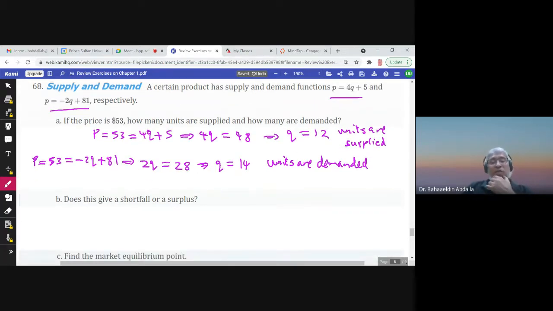Does this give a shortfall or surplus? What do we have? We have demand greater than supply. So all the units in the market will be taken and still more demand. We need more. So we have a shortfall in this case.